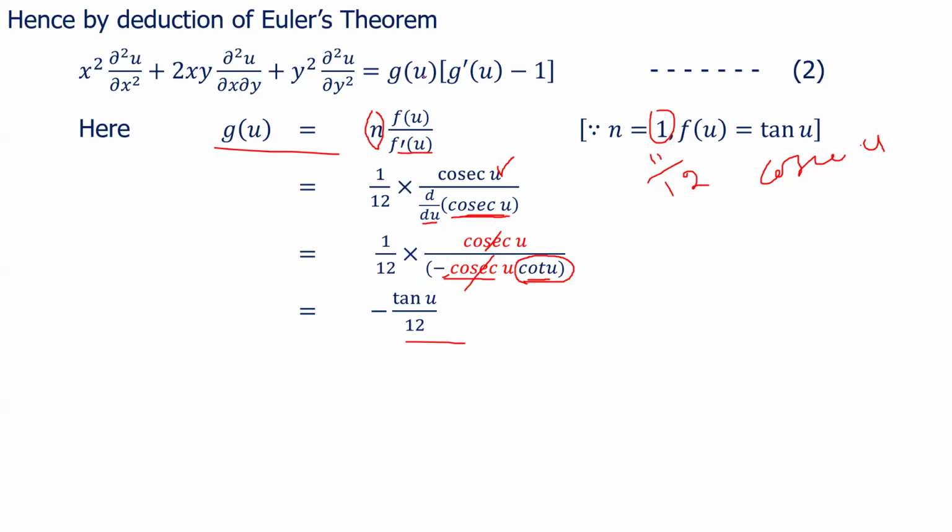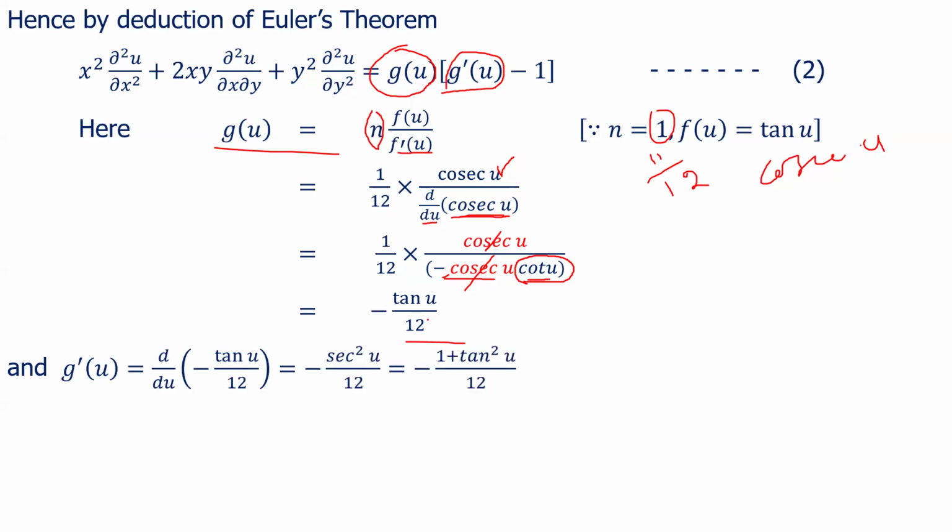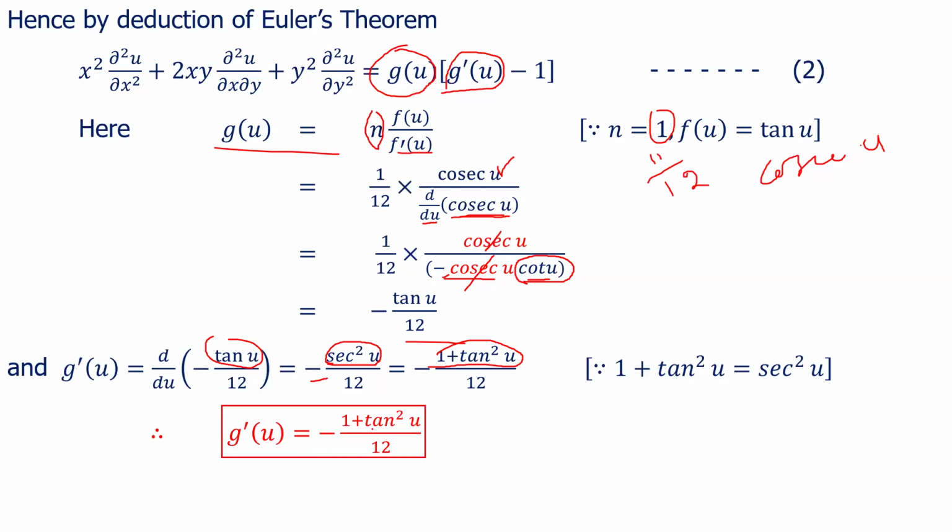So we obtained the value of g of u. Now we have to find out the value of g dash of u. So g dash of u is equal to the derivative of minus tan u upon 12 with respect to u. The derivative of tan u is sec square u upon 12, with the minus sign. But we know that sec square u is 1 plus tan square u. So therefore g dash of u is minus 1 plus tan square u upon 12. g of u is minus tan u upon 12, and g dash of u is minus 1 plus tan square u upon 12.